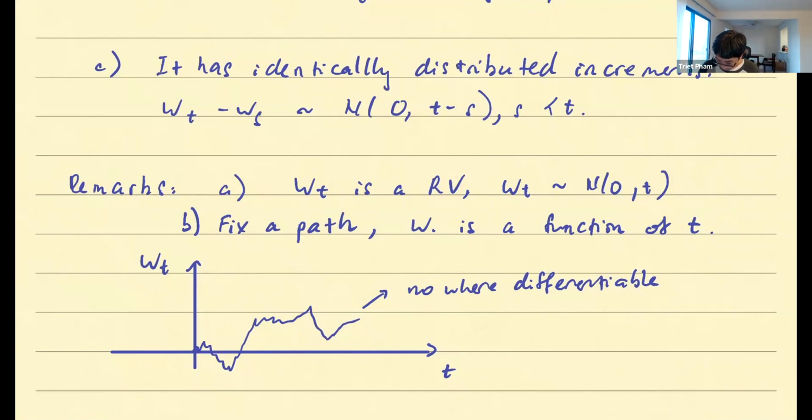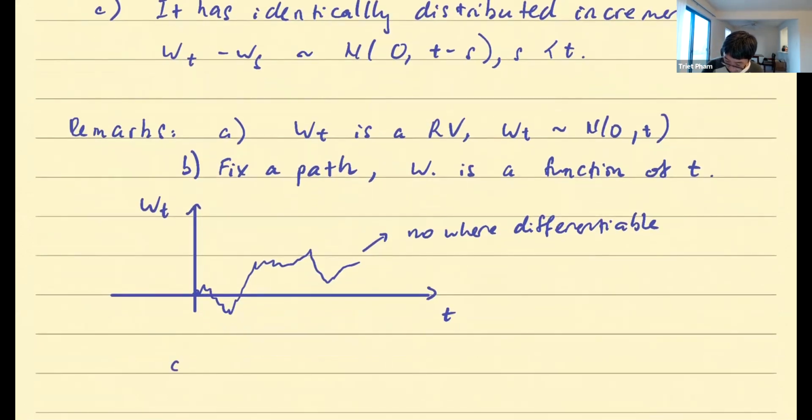But anyway, combine A and B together. It just says that W, or we just say W_t, is a stochastic process. And you probably have heard of this word before, but stochastic just means random, and process means a function of time. And so this part is clear, right?